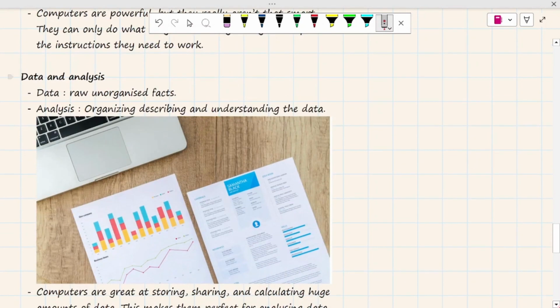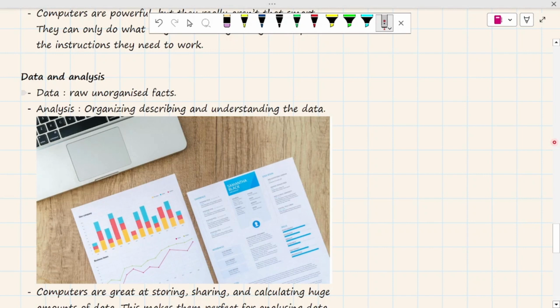And next, coming to the data and analysis, if you see from the microscopic perspective, what exactly a computer does is it takes the data, analyzes it, and gives the output. That's what it does and nothing more than this. And now, coming to the next part, what is data?